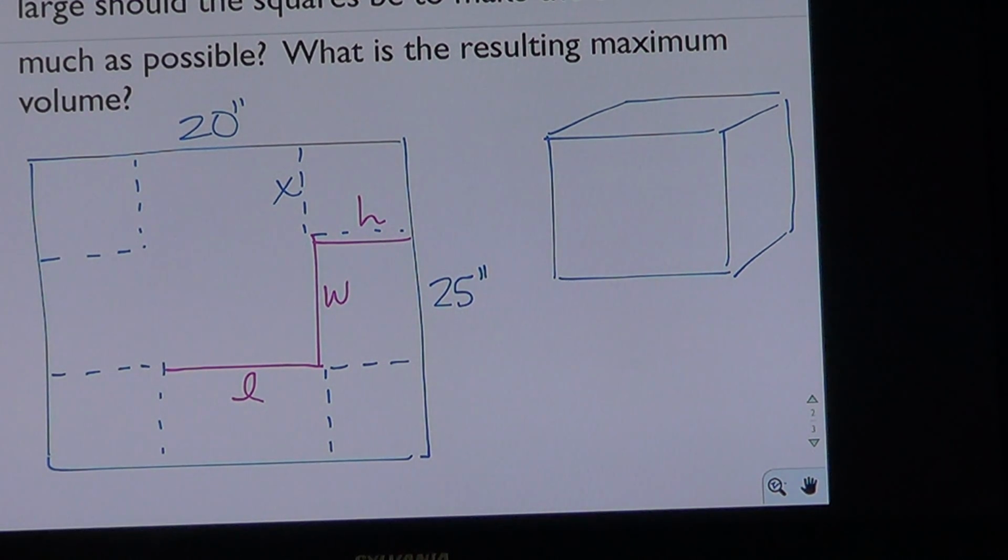If the whole side is what? 20. And each of these are what? The height, which they're asking us to call x, because it's this length of the side. So how could I represent L, the length? 20 minus 2x.